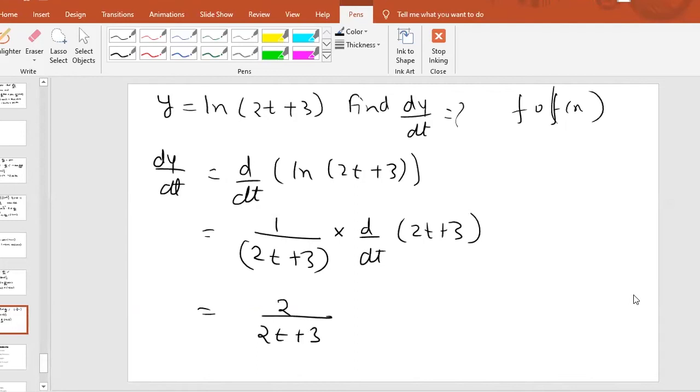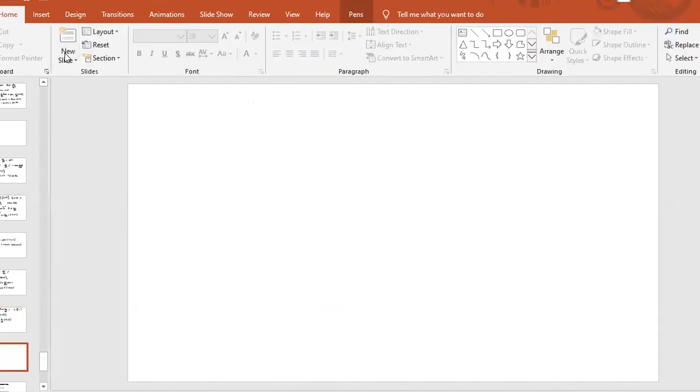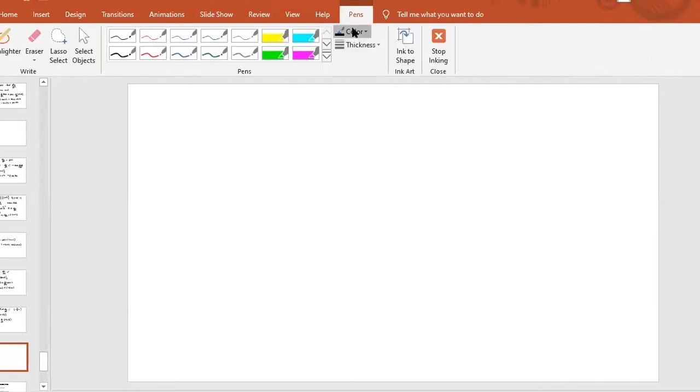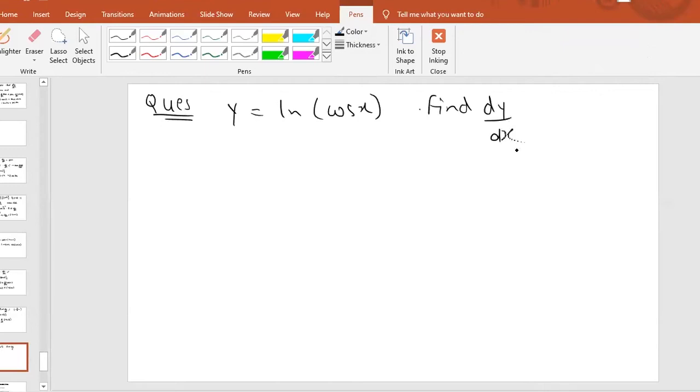Did you all get this or not? Fine. Now one more problem I'll give you. Are you all understanding this or not? Okay, very good. Now next is y equal to ln cos x. Find dy by dx.